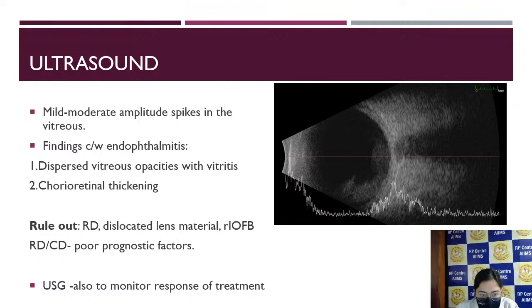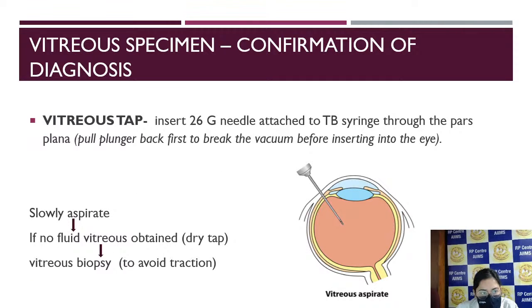in the vitreous with vitreous opacity suggestive of vitritis. We should also rule out any RD or CD, any dislocated lens material, or retained intraocular foreign body. If RD-CD is present, we should explain to the patient about the poor prognosis. Ultrasound is also used to monitor response to the treatment.